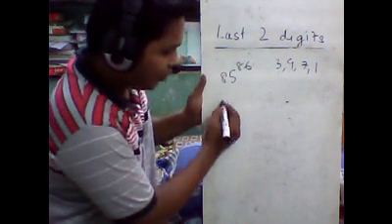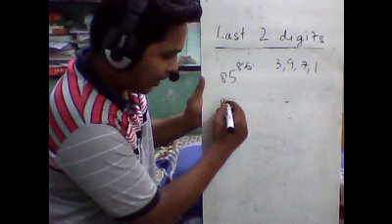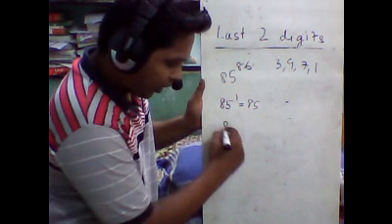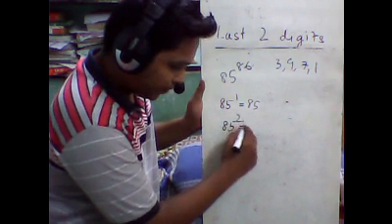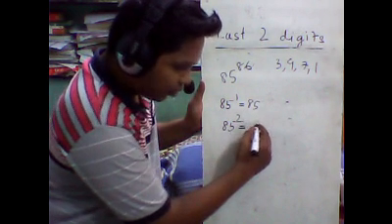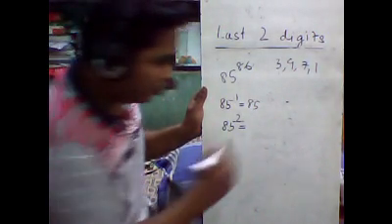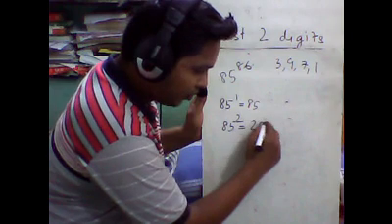How do we find the last two digits of 85 to the power of 86? Take 85. 85 to the power of 1 is 85. 85 square is the same as (100 minus 15) square. 15 square is 225. The last two digits of it is 25.